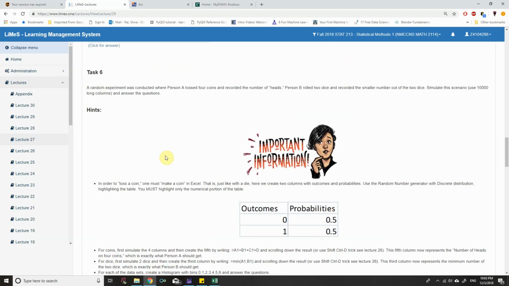Let's go for task number 6. A random experiment was conducted where person A tossed 4 coins and recorded the number of heads. Person B rolled 2 dice and recorded the smaller number of the 2 dice. Simulate this scenario, use 10,000 long columns and answer the questions.